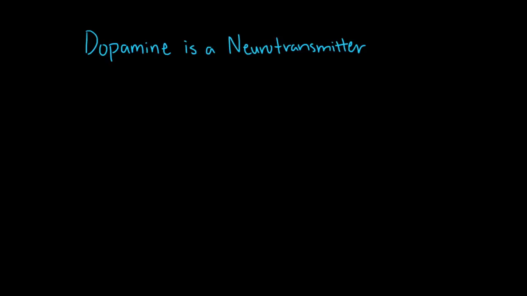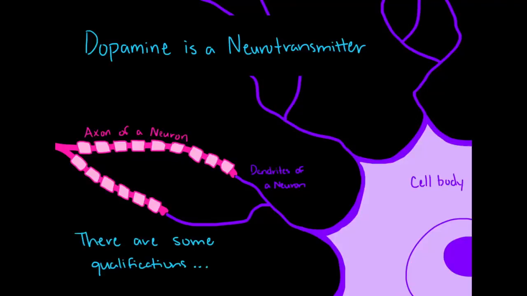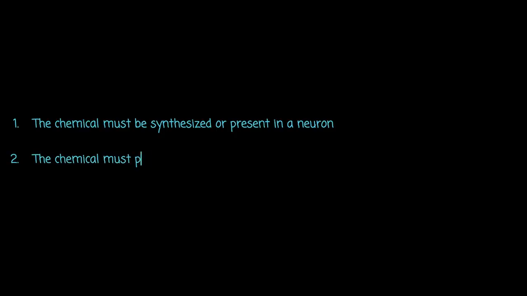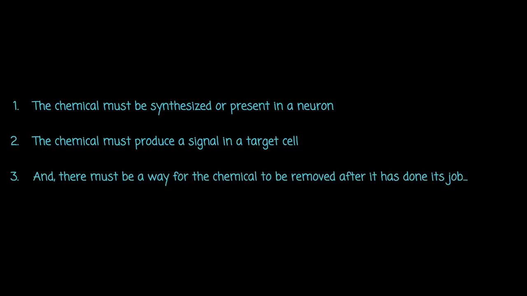Function. Dopamine is a neurotransmitter, which is a chemical messenger sent from one neuron to another. In order to be a neurotransmitter, there are a few qualifications a chemical must meet. These include: 1. The chemical must be synthesized or present in a neuron. 2. The chemical must produce a signal in a target cell. And 3. There must be a way for the chemical to be removed after it's done its job. Lucky for dopamine, it has qualified to be labeled a full-blown neurotransmitter.